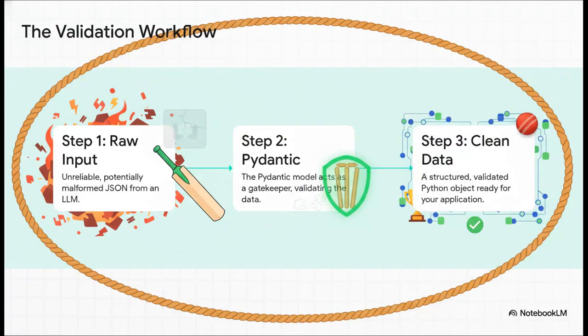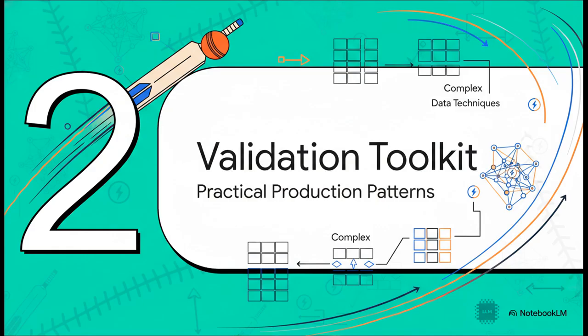And the workflow is just beautifully simple. You've got your raw, unreliable data coming in from the LLM. It hits your Pydantic model. That model acts as the bouncer at the door, the gatekeeper. If the data is good, it gets transformed and passes through as clean, usable application data. But if it fails validation for any reason, nope, it gets rejected right there before it can ever cause any damage downstream.